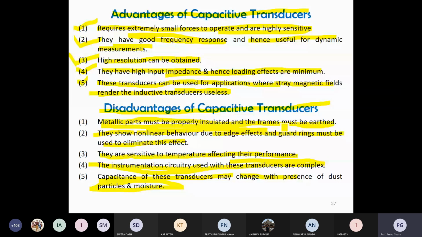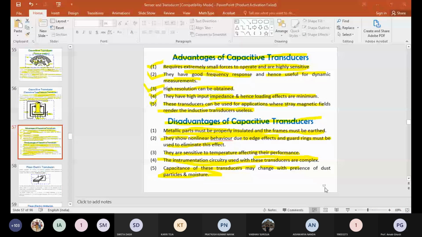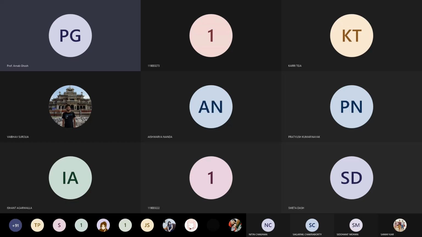I think this is enough for today's class. Next class I will start another portion. If you have any doubts till now, you can ask me. I think no one is asking, so maybe there is no doubt. I have covered up to the capacitor transducer. Next class I'll discuss piezoelectric transducers, different types of piezoelectric transducers, then digital transducers and Hall effect sensors. That portion I will discuss in my next class. If you have any doubts about the applications or examples, you can ask me.